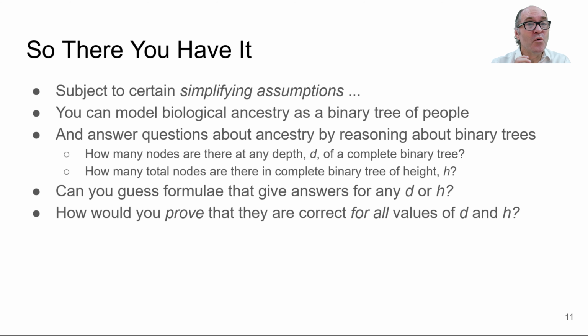And that's a question you always have to ask, whether the discrete structures you're using faithfully model and capture the properties of the real world that you're trying to model and reason about. So see if you can come up with 1 or 2 examples of situations in real biological ancestry that might violate the implicit assumptions that we're making here when we decide to model biological ancestry using binary trees of people.